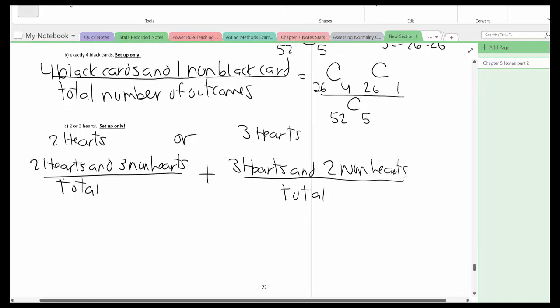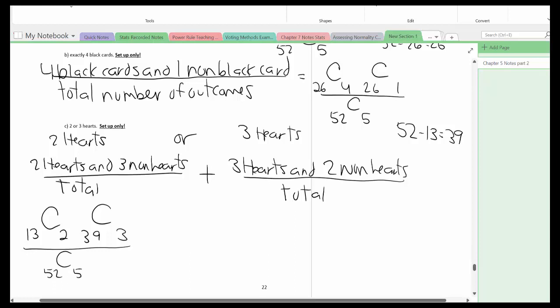There's 13 of them. So if I'm selecting 2 of them, that's a combination of 13 hearts taken 2 at a time. How many non-hearts are there? Well, that's going to be 52 minus 13, that's 39. So there's 39 non-hearts, and I'm going to select 3 of them over the total, which again does not change. That's 52 choose 5. Okay?